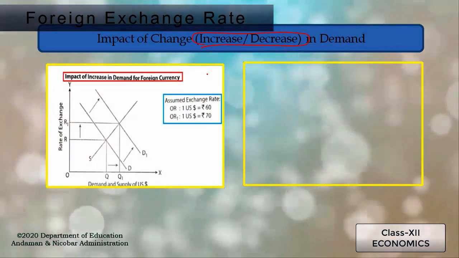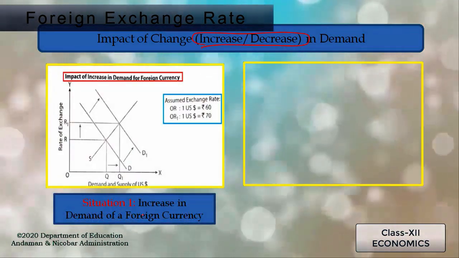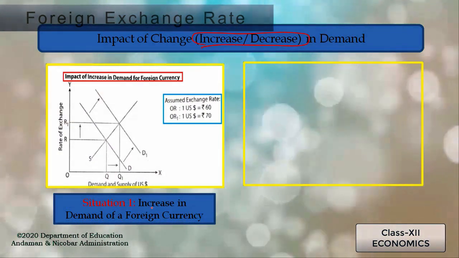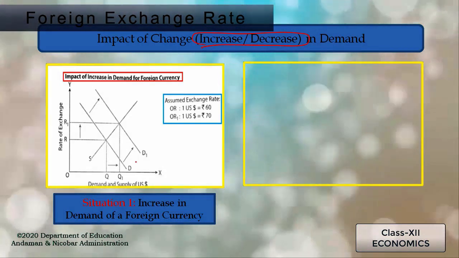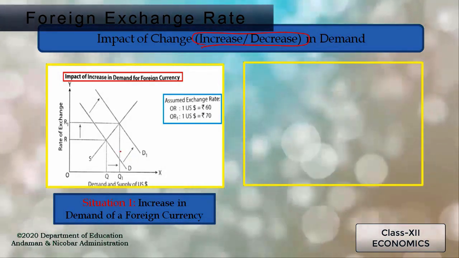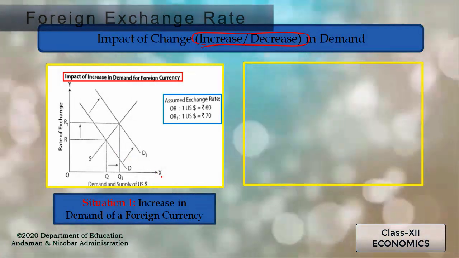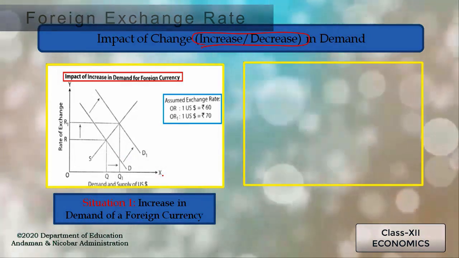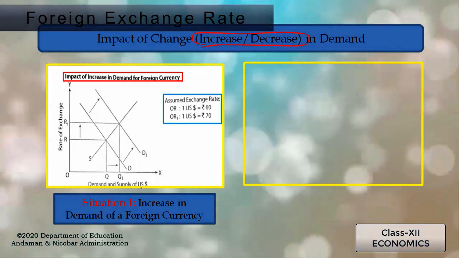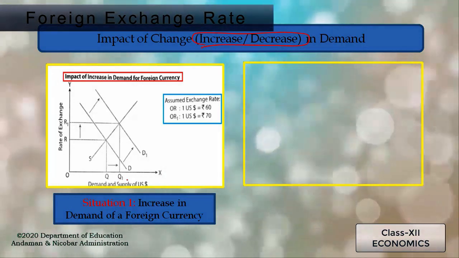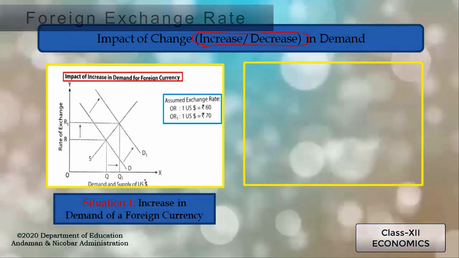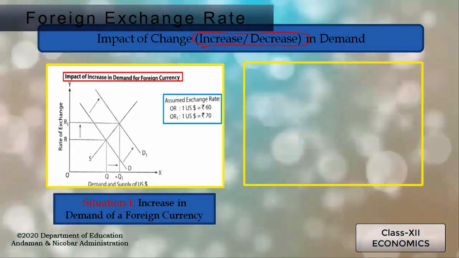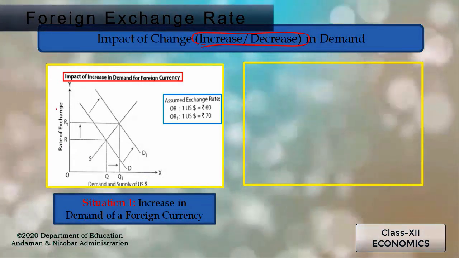So students, look at the situation. First situation, here we have the situation of an increase in demand of a foreign currency. So again we have the same axes. Look at the curve first. In the x-axis we have the demand for the foreign currency. Here we have taken the US dollar as the foreign currency, and in the y-axis we have the rate of exchange.